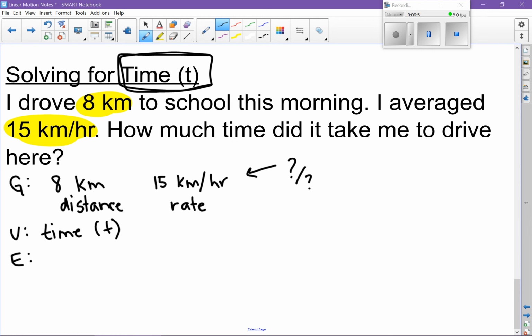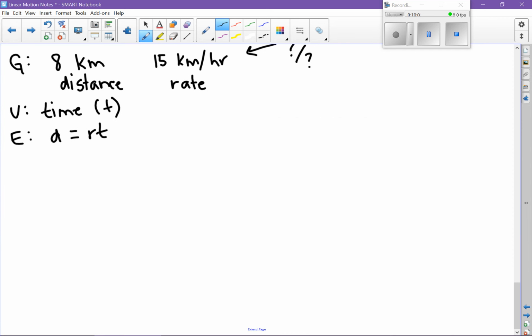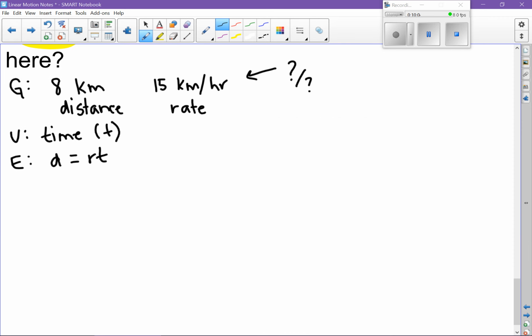So think about your equation, DIRT, okay. They gave me the distance. We're going to substitute in 8. That goes where the D is. The R number is 15 because that's the rate, and T is X because that's my unknown. I don't know what the time is yet. I have to figure that out.